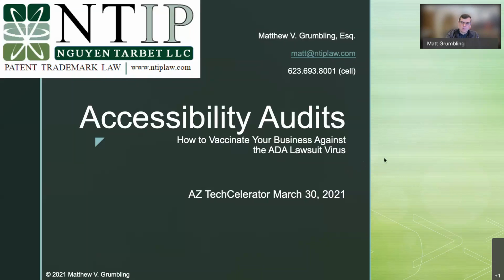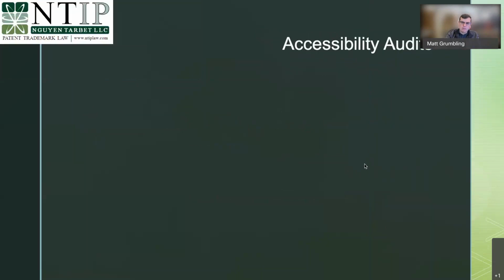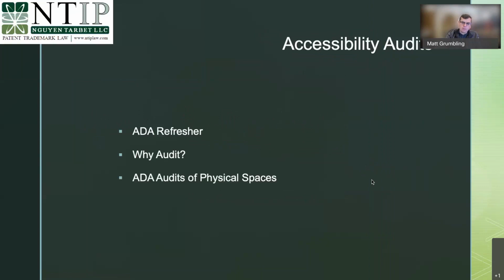So let's just kick this off here. The topics I'm going to cover today: I'm going to do a bit of an ADA refresher. I think that it helps to have that foundation when we start to talk about audits. I'm going to talk about a little bit of the motivation for doing an audit, and then break it into the two different types of audits, or basically two different spaces. There's a physical reality space, and then there's this web space, and more business is being done on the web.